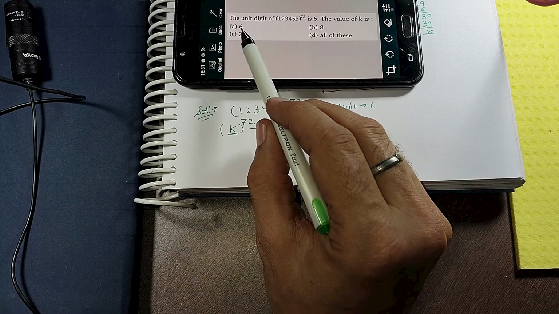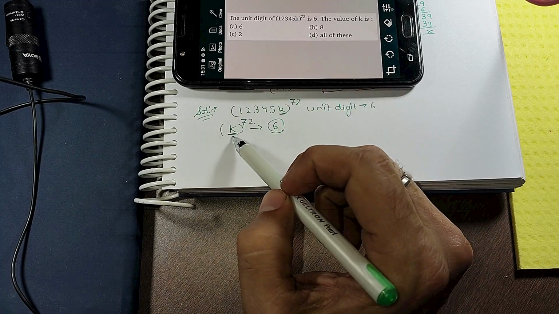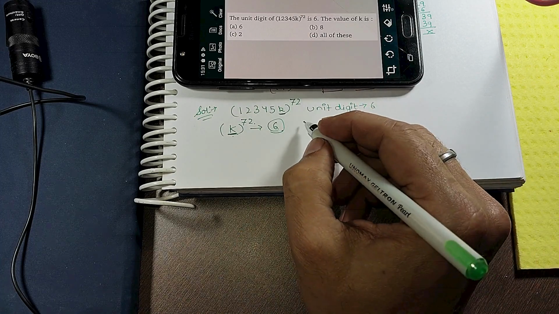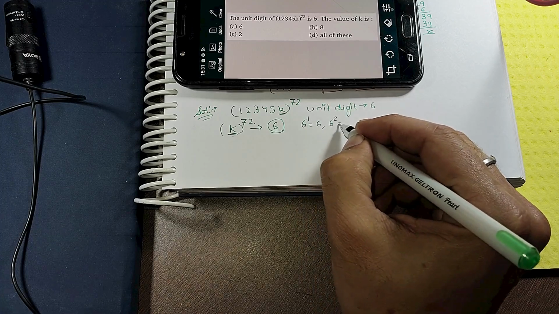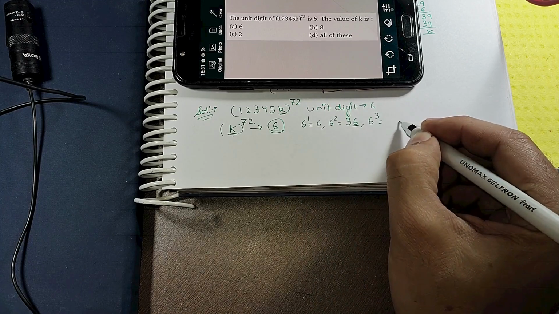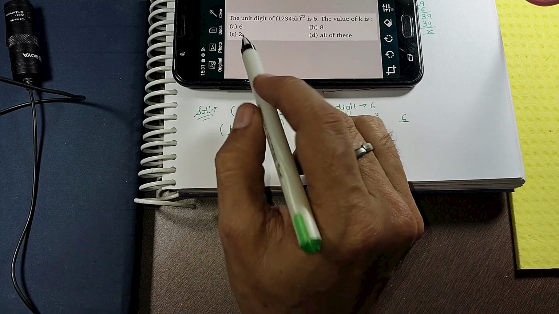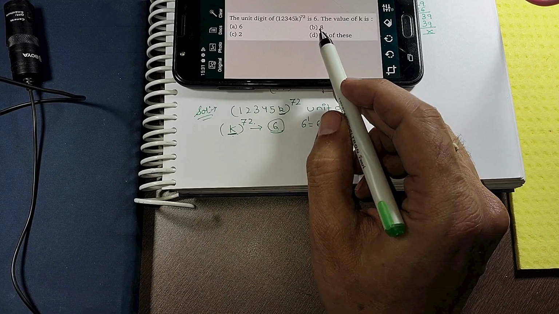Now we know that for the value of k being 6, 6 has a cyclicity of 1. So 6 raised to power 1 is 6. 6 raised to power 2 again has unit digit 6. Any power of 6 has unit digit 6. So one option is A. Now we'll check whether the option is D, all of these, by checking for 8 and 2.